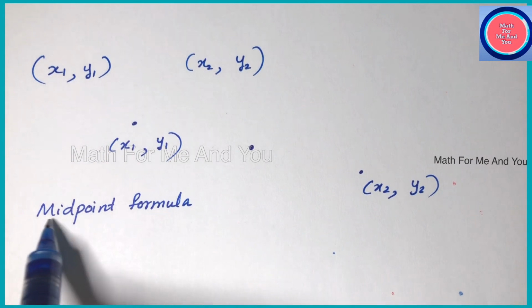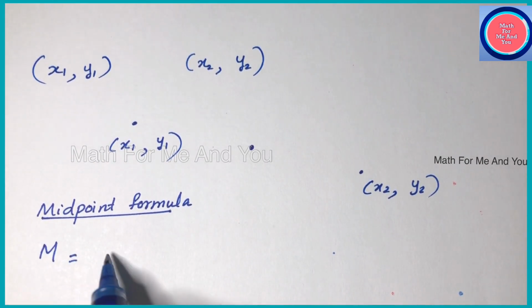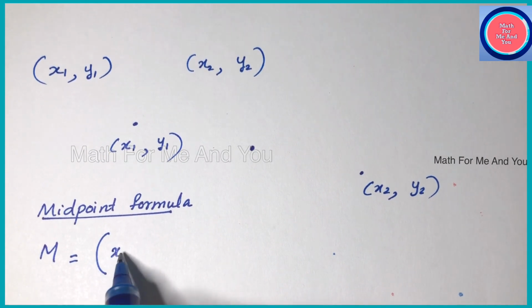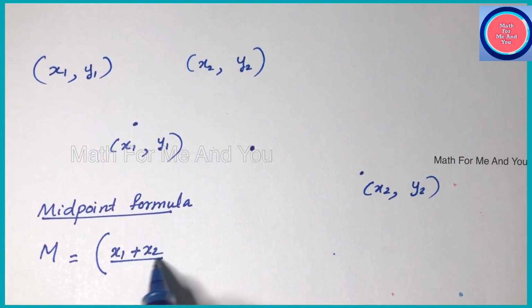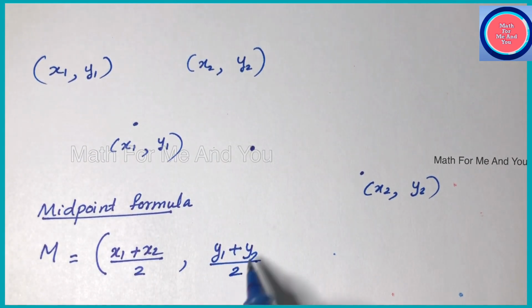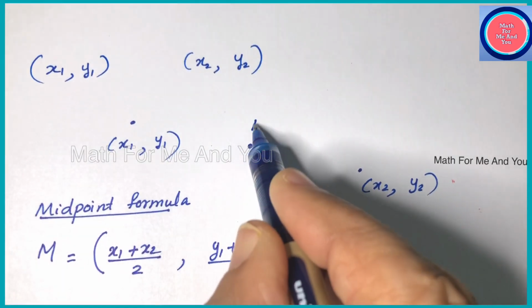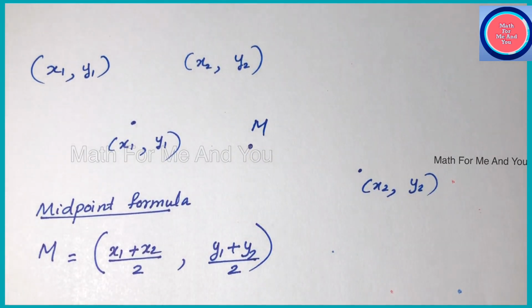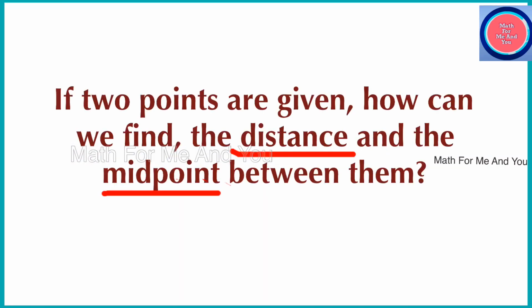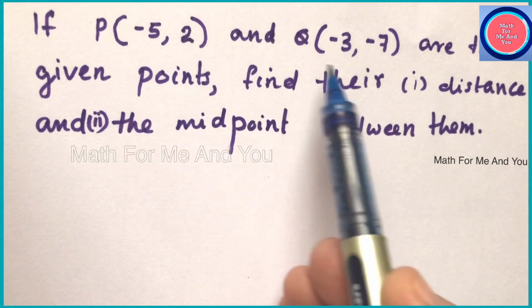So we write the midpoint formula, and as I told, we denote the midpoint with capital letter M, and it's a point with x number, y number. The x coordinate is x1 plus x2 by 2, and the y coordinate is y1 plus y2 by 2. This is the formula for finding the midpoint. If 2 points are given, how can we find the distance and midpoint between them using the two formulas? See, here is an example.